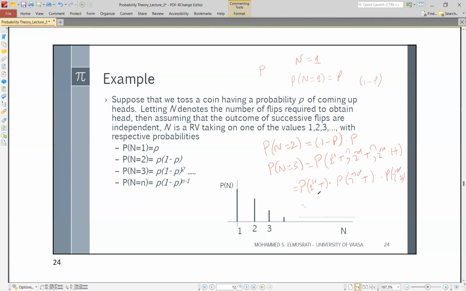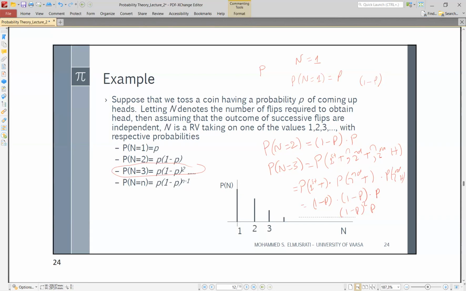The first is tail is 1 minus p, times the second is tail, also 1 minus p, times the third is head, which is p. So it will be (1 minus p) squared times p. Okay, so this is the probability that n equals 3. And in general, the probability that n equals small n is equal to p times (1 minus p) to the power of n minus 1.